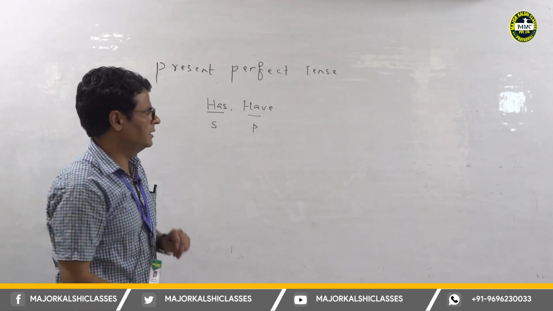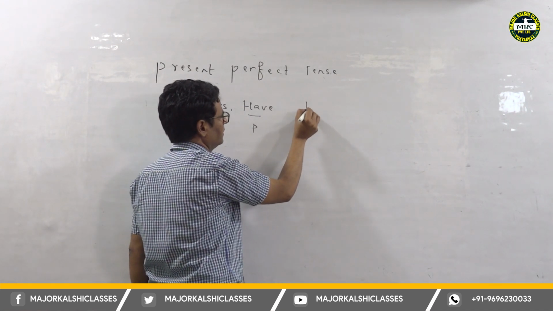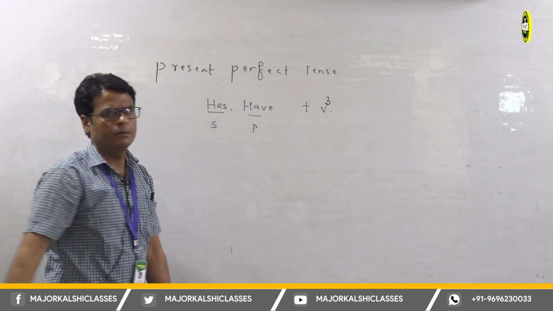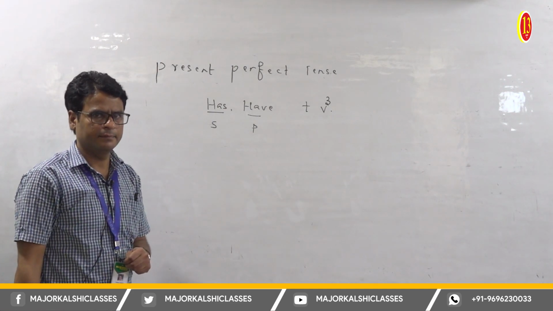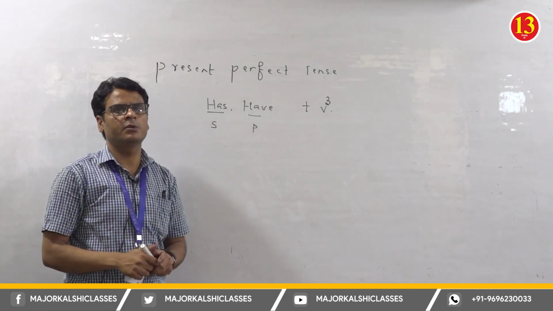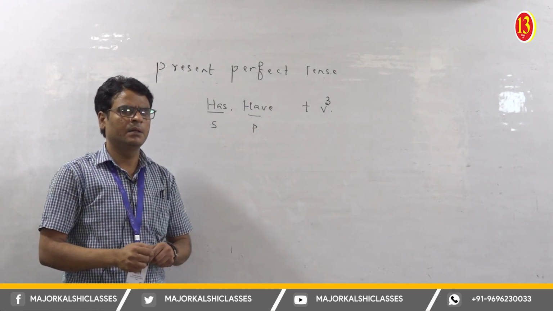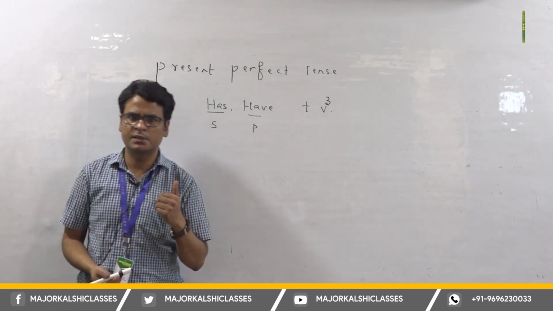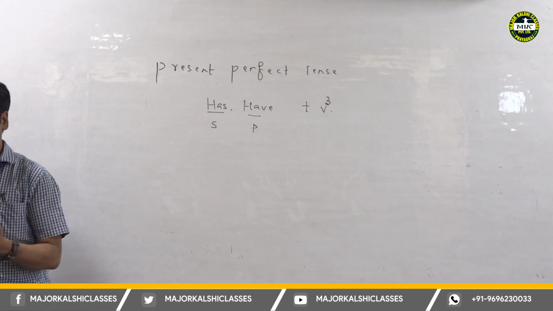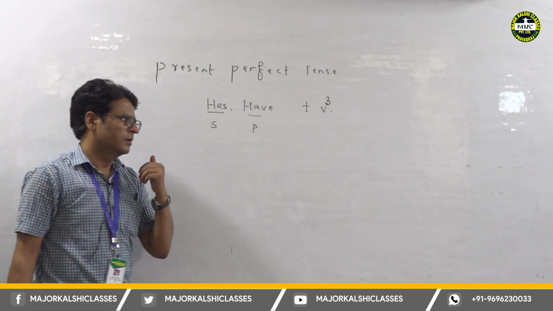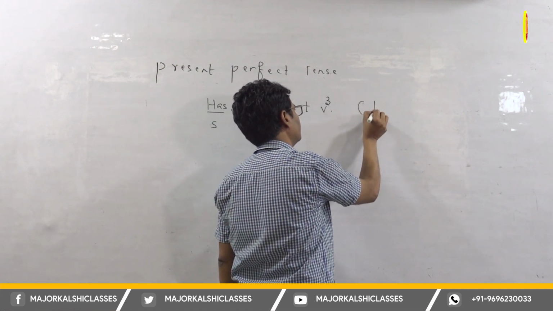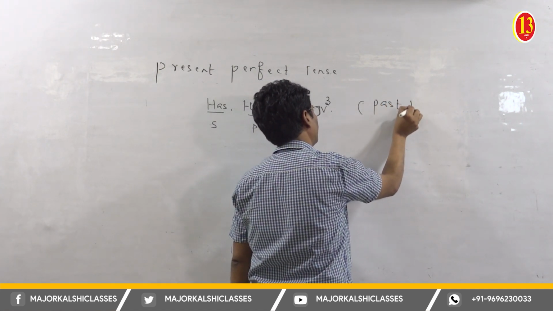And after that you need the third form of the verb, that is called past participle. You have to understand the difference. Past participle is called the third form of the verb, and on the other hand, present participle is called first form plus ing form. This is the difference. Has or have, and after that you need past participle, that is called third form.